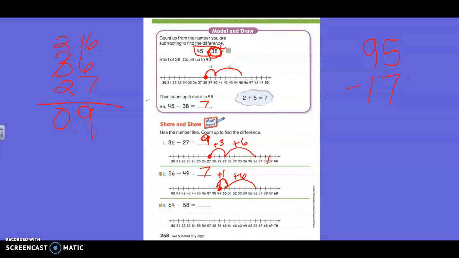Okay? So 64 minus 58. We're gonna put our dot on the small number. So where are we putting our dot? 58. We want to get to a tens. What's the next tens? You know the tens are bold. Can you see that on there? The tens are bold. 10, 20, 30, 40, 50, 60, 70, 80. They're darker than all the other numbers. So what are we going to jump to?